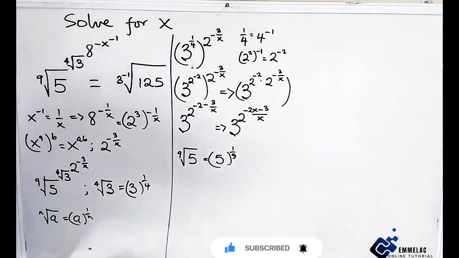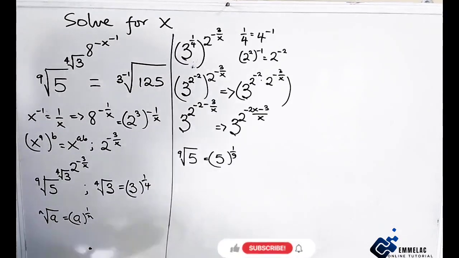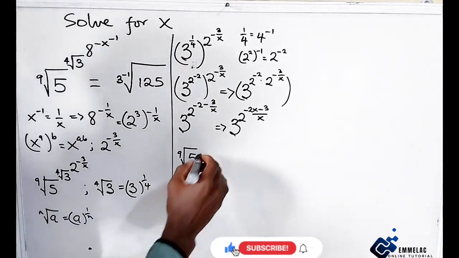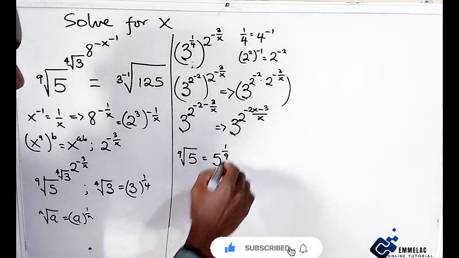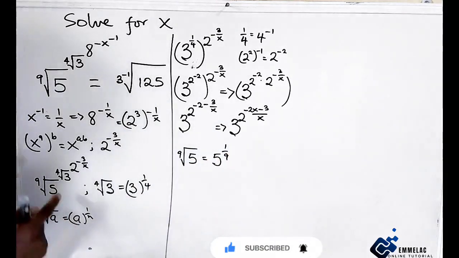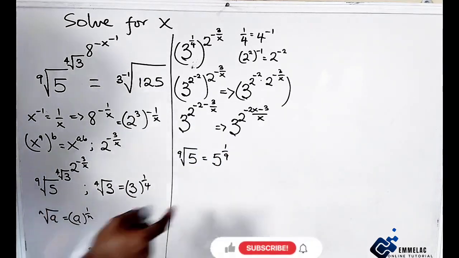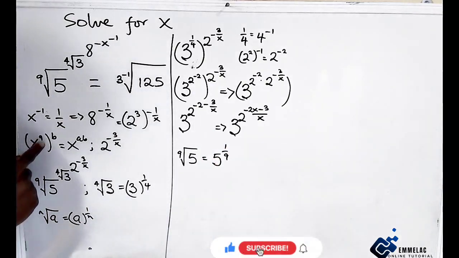Right? Okay. So let me make it clearer so that we won't get confused. This is the same thing as saying 5 raised to the power of 1 over 9. Take note, this is a power, and the whole of this is also a power, so by the power rule we will multiply both powers.